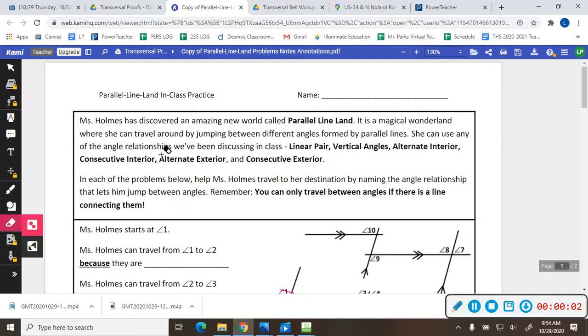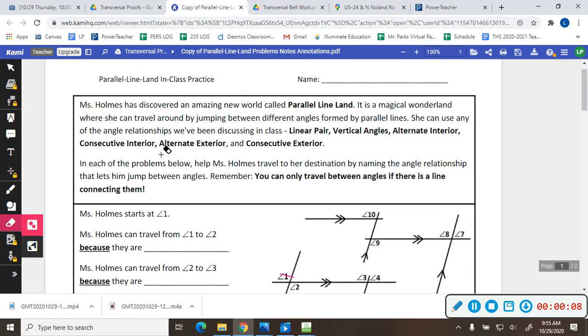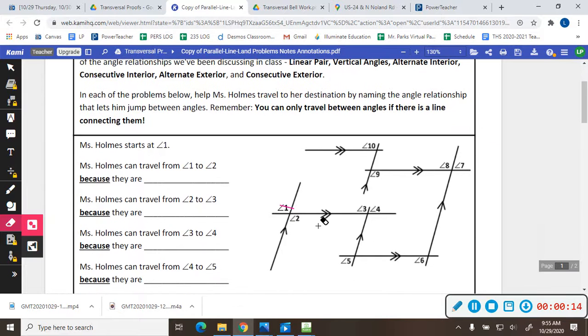So, Miss Holmes has discovered an amazing new world called Parallel Line Land. It is a magical wonderland where she could travel around by jumping between different angles. And notice all of these are parallel. So we have this line is parallel to this line, parallel to this line, parallel to this line.